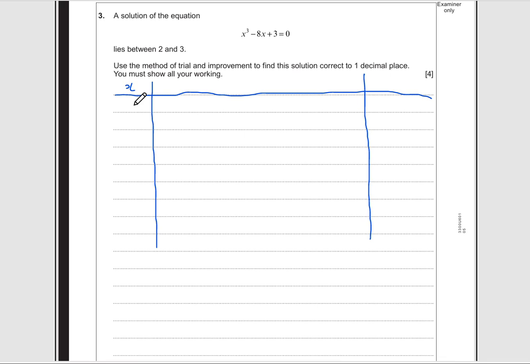So in our first column, we're going to think about the x value. Then we're going to work out x cubed minus 8x plus 3. And then we want to have a think about whether it's too high or too low. So the most obvious place to start is in the middle of 2 and 3, so 2.5. Let's substitute that into the equation, and then we'll pop it into the calculator.